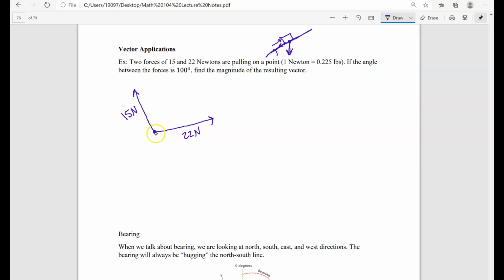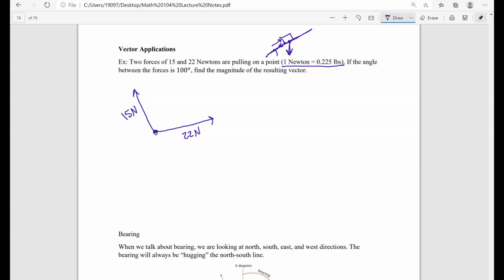I said here what exactly a newton is. One newton is equal to about 0.225 pounds. So you can kind of imagine how much a newton is. It's a little bit less than a pound. So that's the newton.